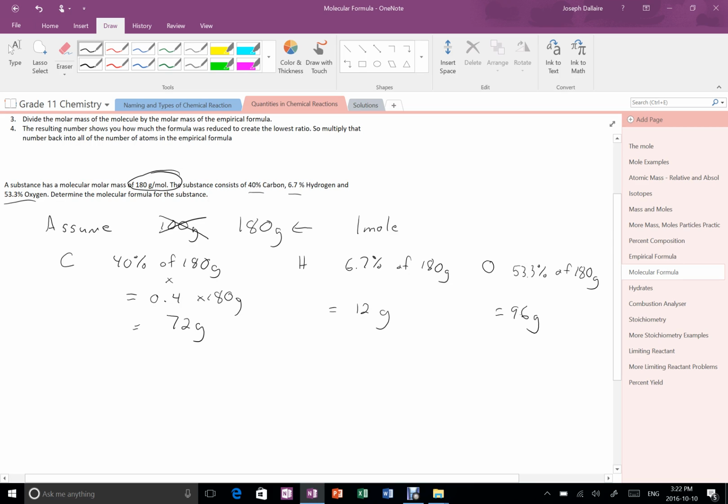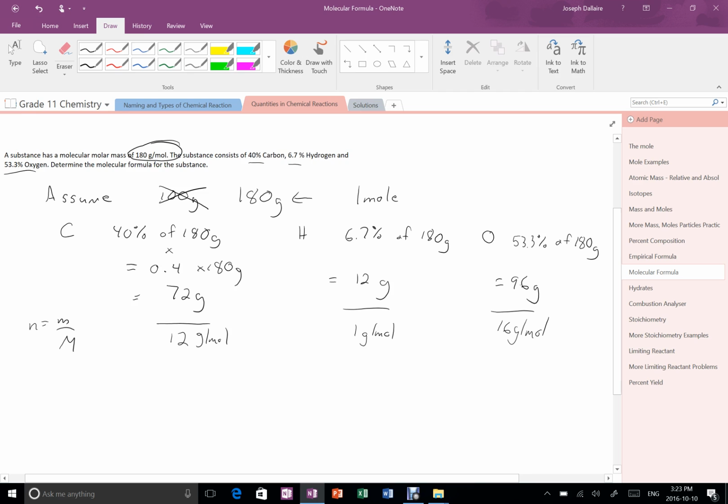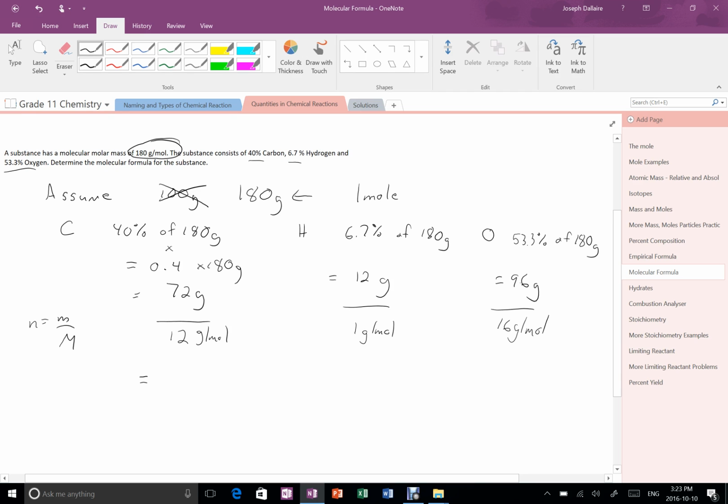Now, just like I would have with the empirical formula, I'm going to divide by molar mass to get moles. So remember, n equals m over big M. So here I'll divide by 12 grams per mole, here 1 gram per mole, and here 16 grams per mole. So 72 divided by 12, that's 6. 12 divided by 1 is obviously 12. And 96 divided by 16 is 6.